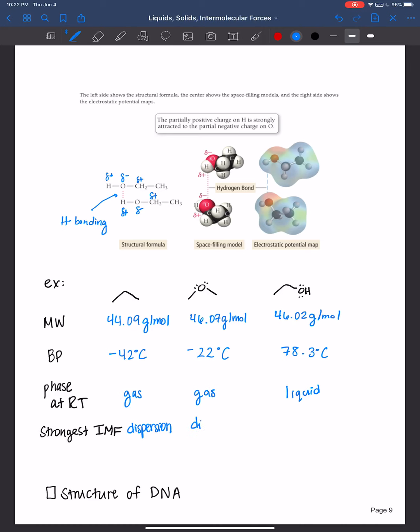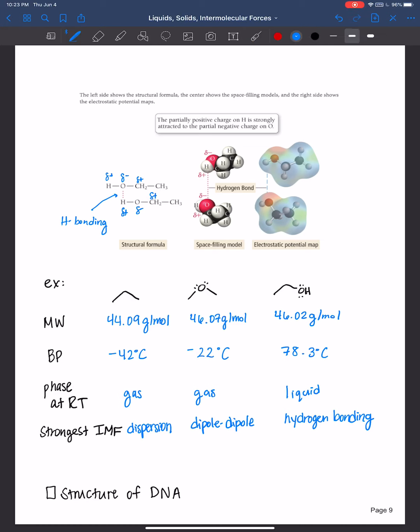Okay, hopefully you said dipole. And we just said for ethanol it was hydrogen bonding. And so therefore, because ethanol has the strongest intermolecular force, it has the highest boiling point, and that's why it's a liquid at room temperature, whereas dimethyl ether and propane are not.